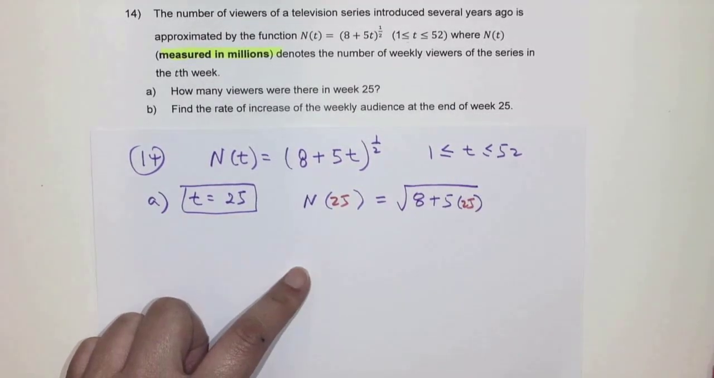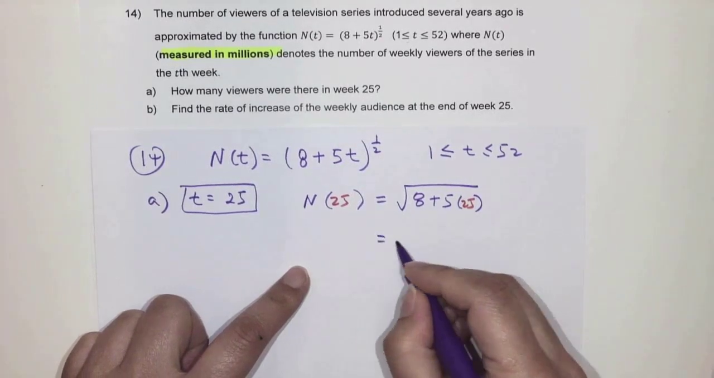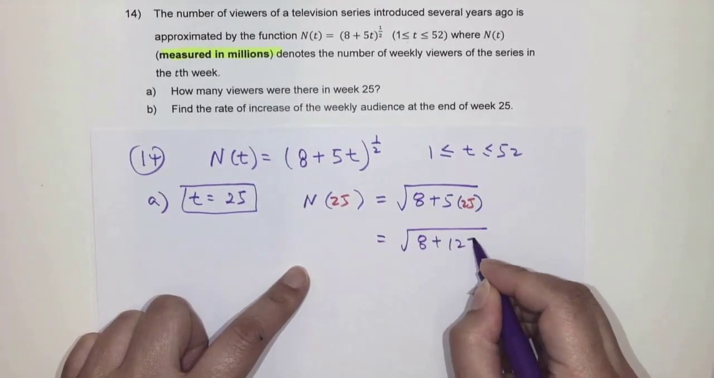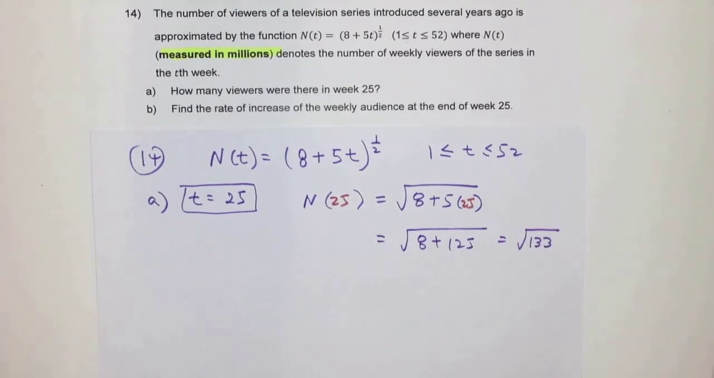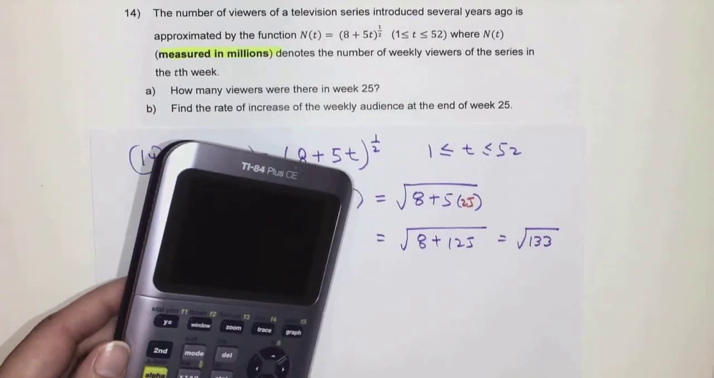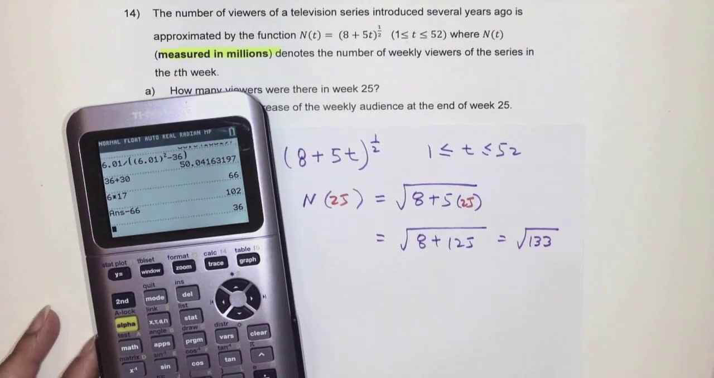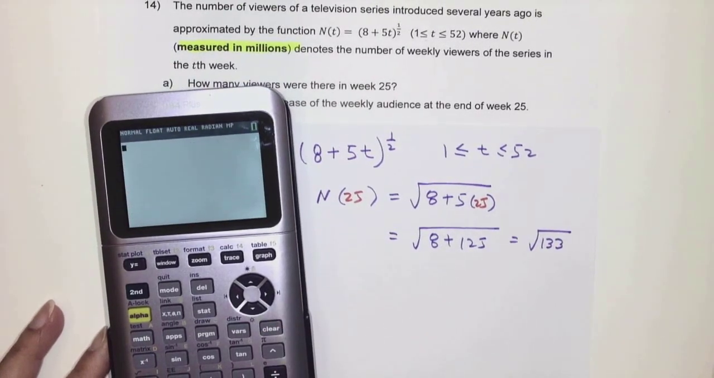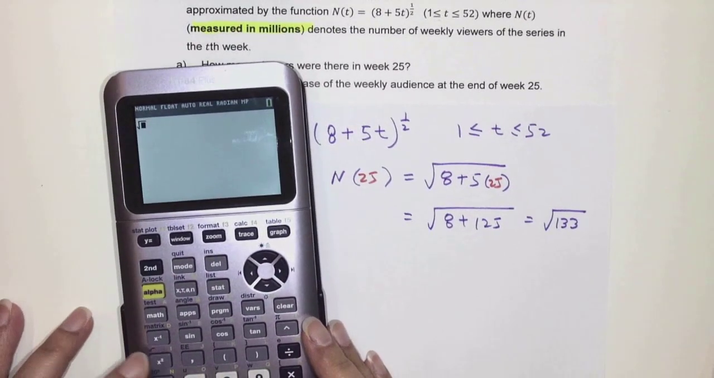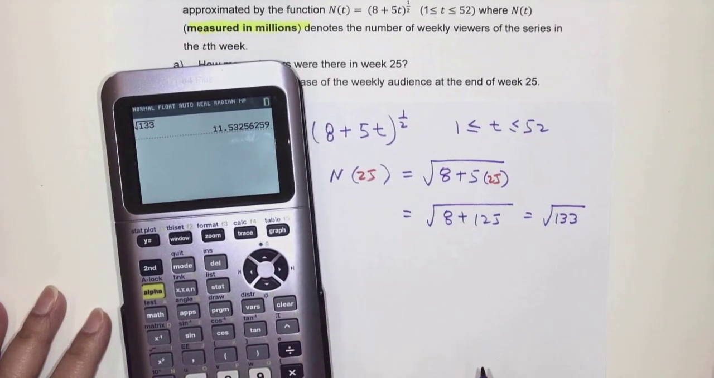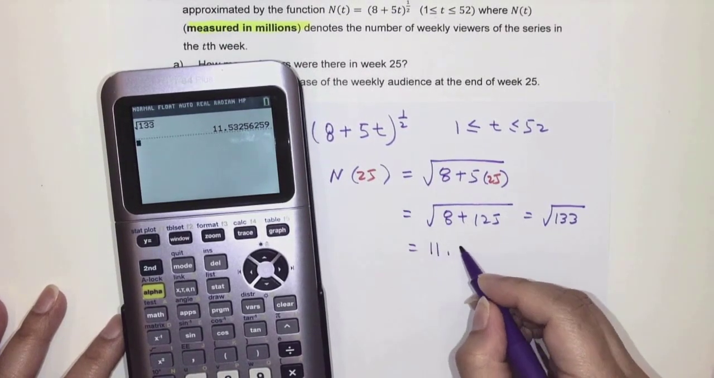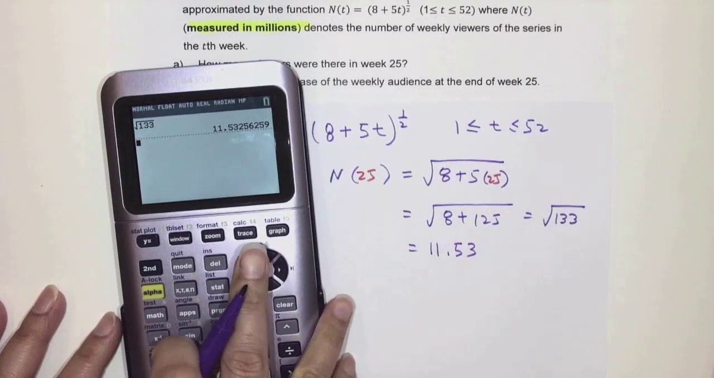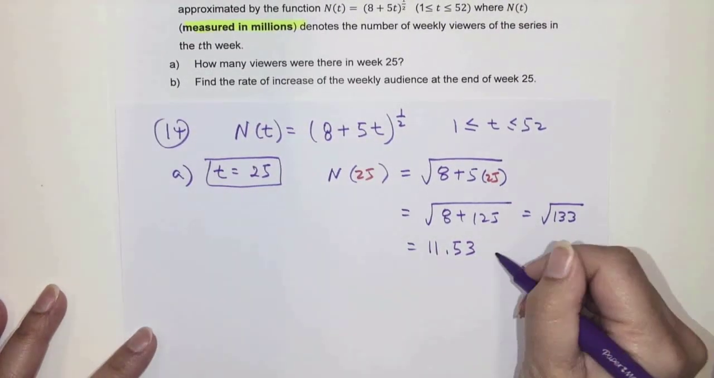So 5 times 25 is 125. It's 8 plus 125. That would be 133. That's not a nice number, so we're going to need the calculator. If we plug in square root, which is second here, on top of x squared, 133, we got a decimal number, right? So I'm going to write down 2 decimal places, 11.53, but don't forget this is in millions of viewers.